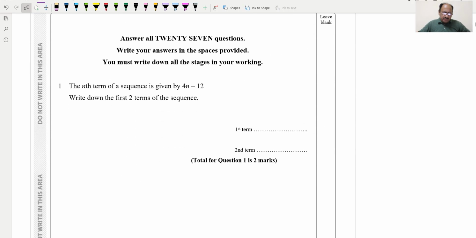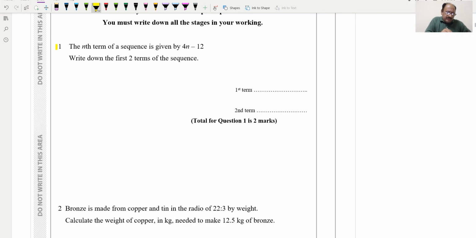Let us move to question number 1, and question number 1 says the nth term of the sequence is given by 4n minus 12. Write down the first two terms.